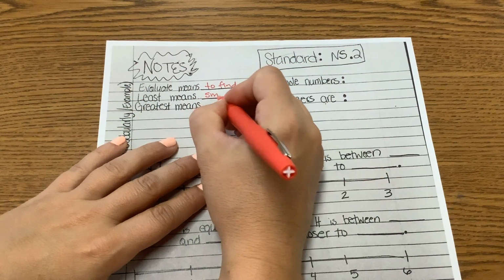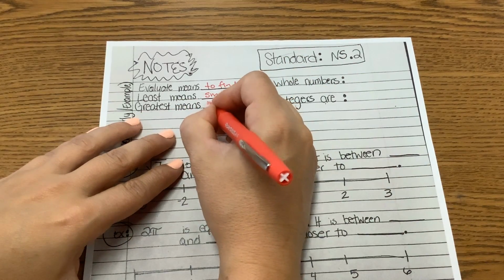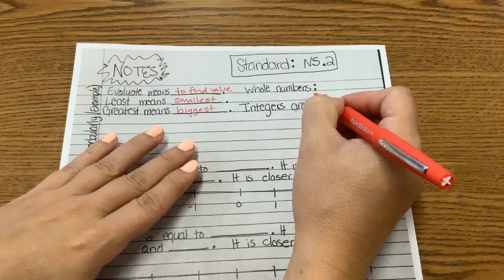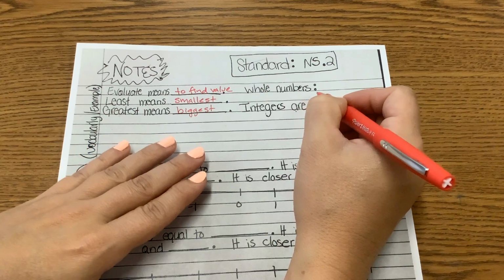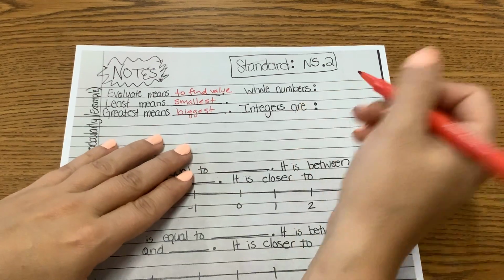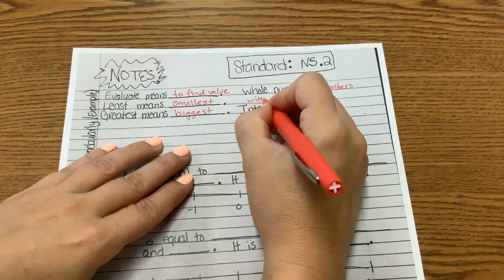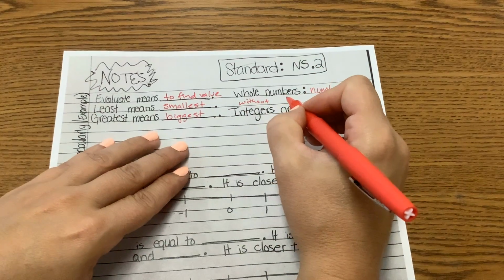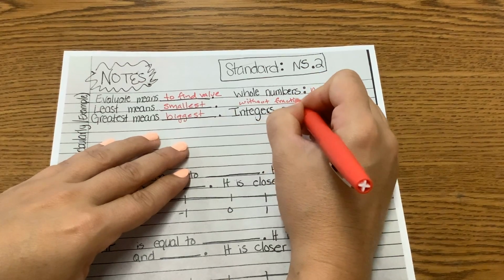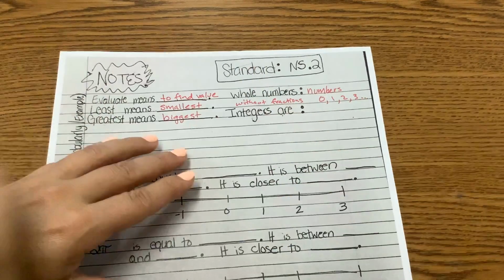Least usually means smallest, greatest, largest, or biggest value. Whole numbers are numbers that don't have a fractional component, meaning that it's not fractions or decimals, it's numbers that are whole values. So numbers without fractions. So think of 0, 1, 2, 3, and so on.